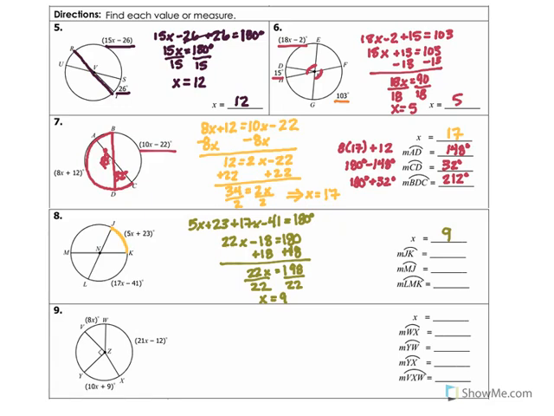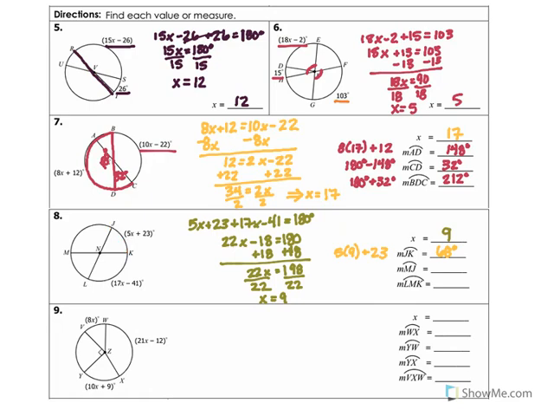Well, we're given an equation and we know what x is now, so we're just going to do 5 times 9 because that's our x, plus 23, and we should get 68 degrees. Make sure you write your degree measure on there, don't just say 68.